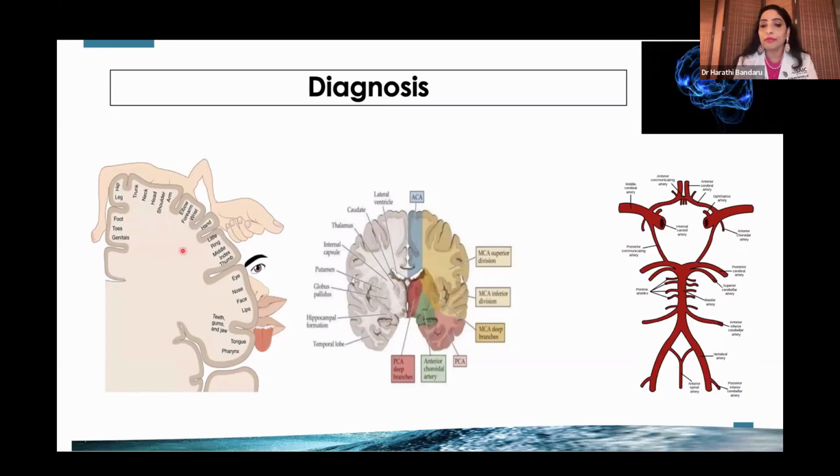So when you talk about the blood supply, you remember mostly the middle cerebral artery, anterior cerebral artery, and posterior cerebral artery. Middle cerebral artery, typical presentation: facial droop, weakness, aphasia. Anterior cerebral artery: leg weakness, urinary incontinence. And posterior cerebral artery, you'll have vision problems. Remember this? This is a basic presentation.